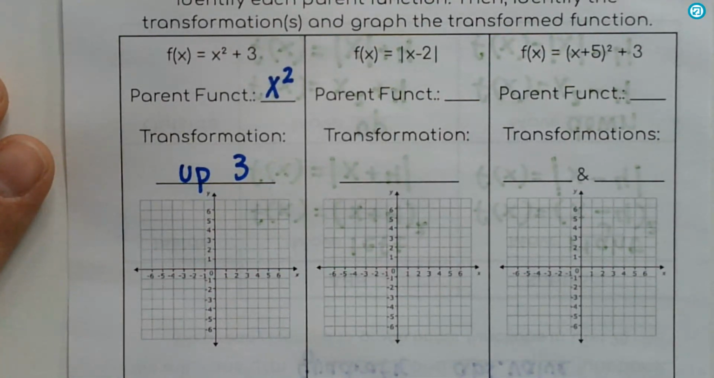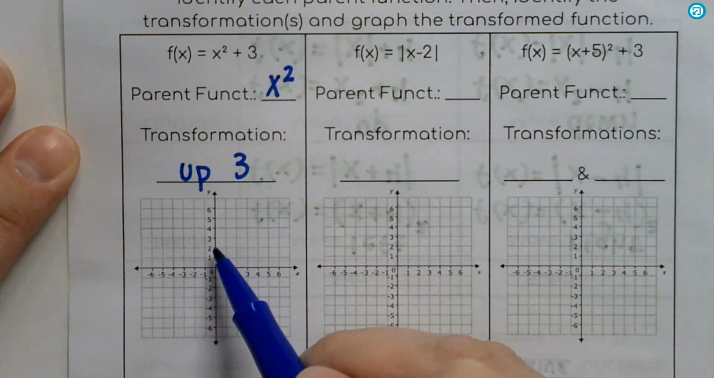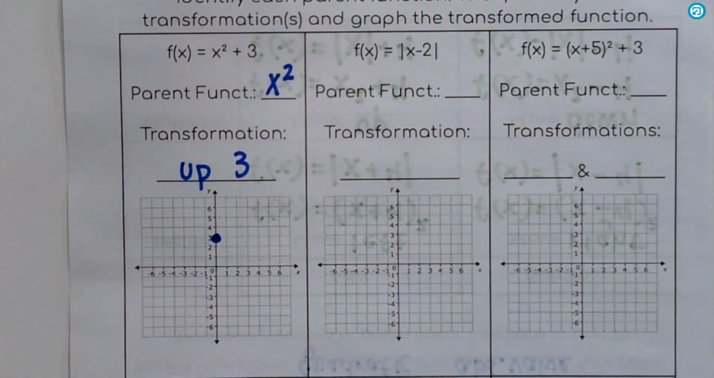So instead of starting my parent function right at 0, 0, I'm going to move straight up 3, and I'm going to put a dot. That is going to be the new bottom middle of my parent function, and I'm going to graph it from there. So this one's the x squared one.